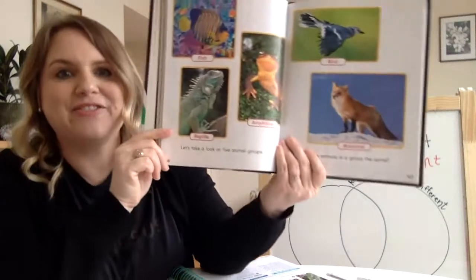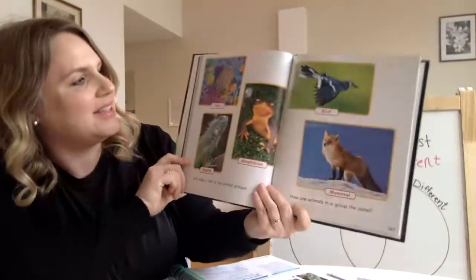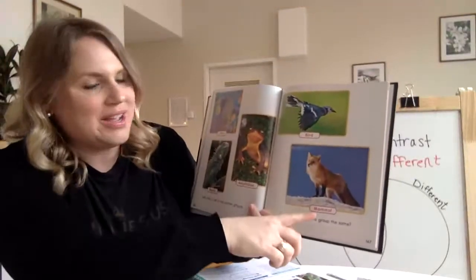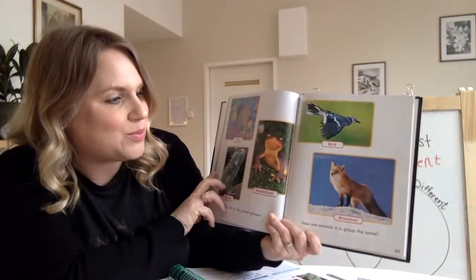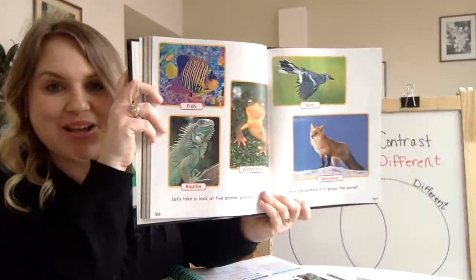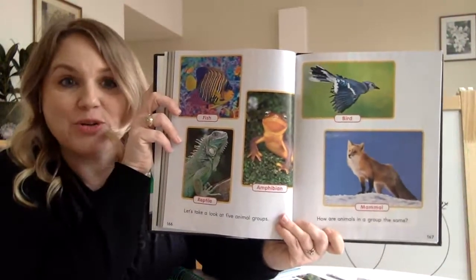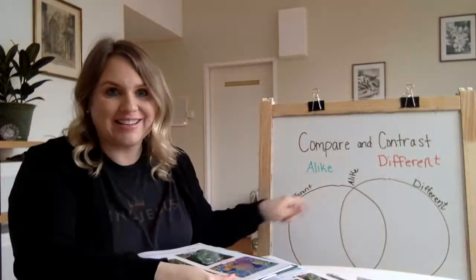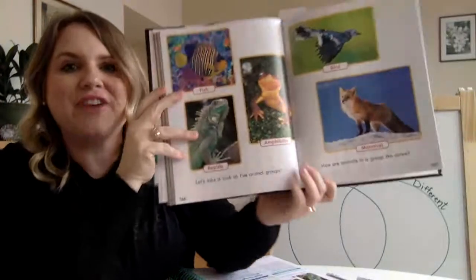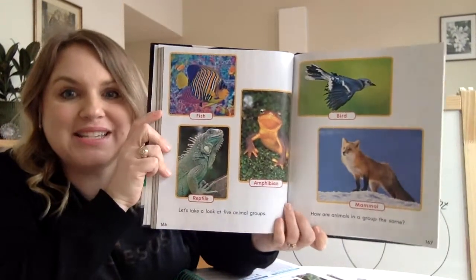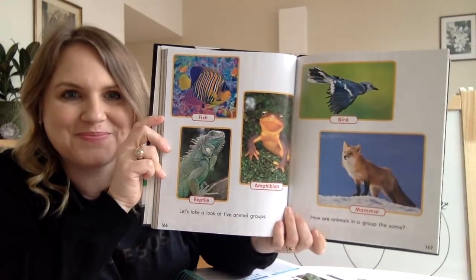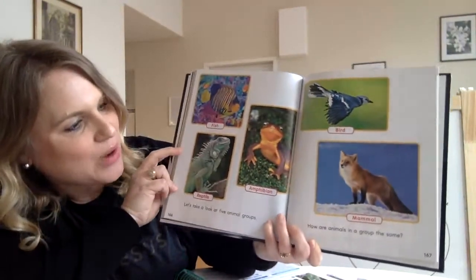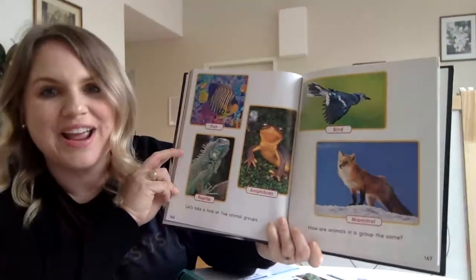Let's take a look at 5 animal groups: fish, reptile, amphibian, bird, mammal. How are animals in a group the same? When we say how animals in a group are the same, then we are telling how they're alike. Okay? What are the 5 different groups that we're going to be studying in this story? That's right. Fish, reptile, amphibian, bird, and mammal.